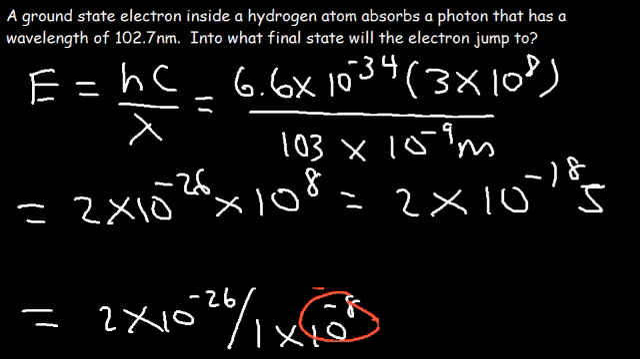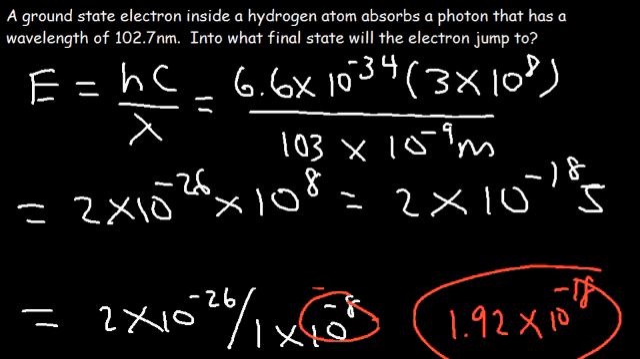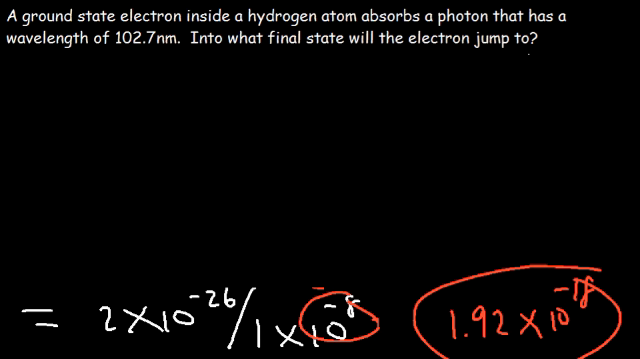So let's confirm our answer with the calculator to see if our estimation is close. 6.6 times 10 to the negative 34 times 3 times 10 to the 8 divided by 103 times 10 to the negative 9. The actual answer is about 1.92 times 10 to the negative 18. So our rounded answer is pretty close. So now, let's use this equation to calculate what final state the electron is going to jump into.